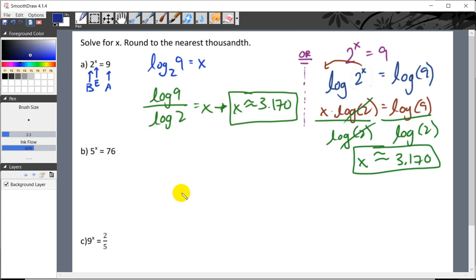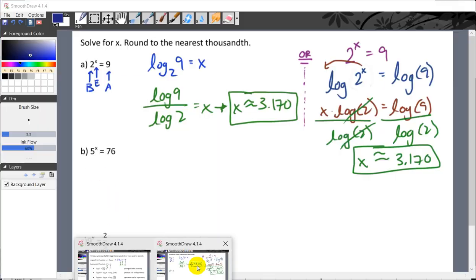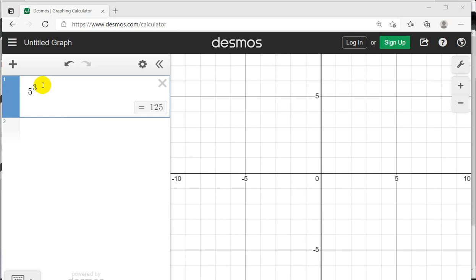Letter B. We have 5 raised to some power equals 76. We can do this all over again. We can go to Desmos and try to figure out what exponent we need to get 76. We could do trial and error if we wanted to. It's going to take a very long time, but we can. 5 squared is 25. 5 cubed is 125. Our goal is to get 76.